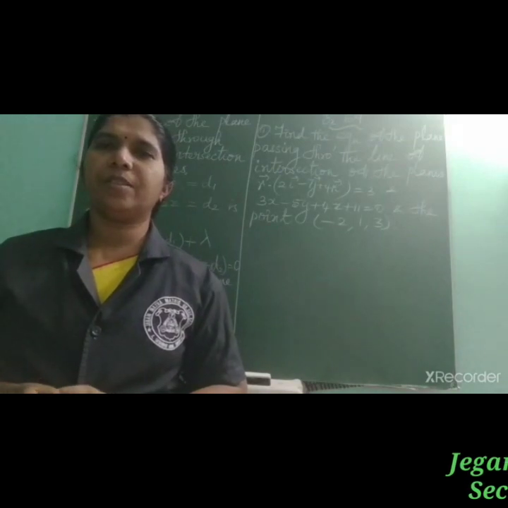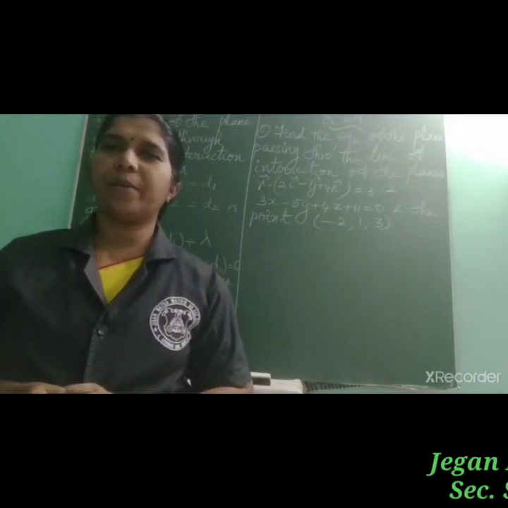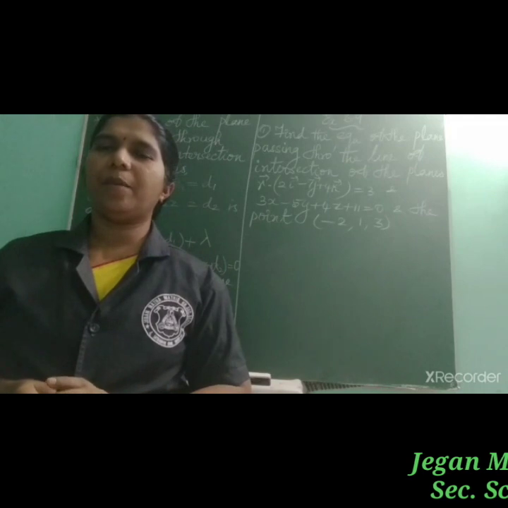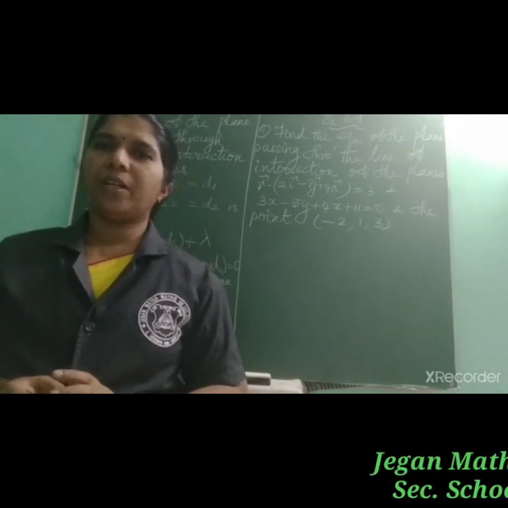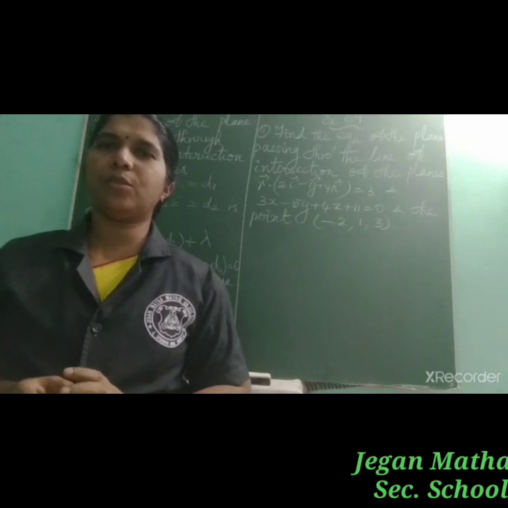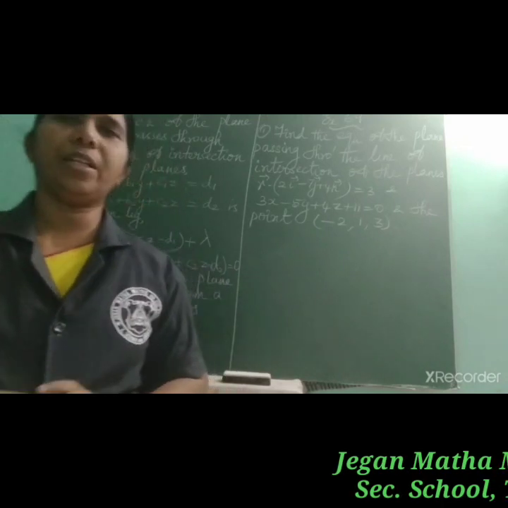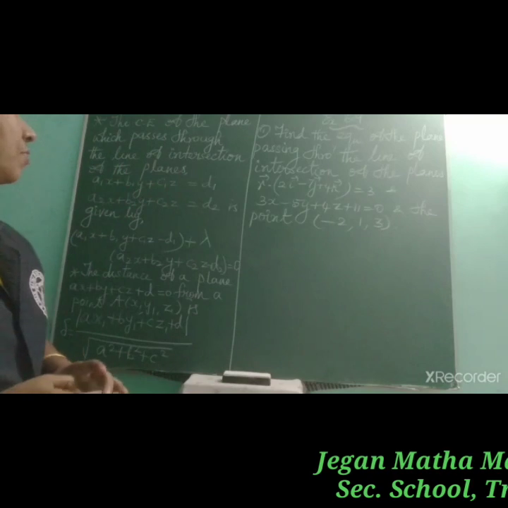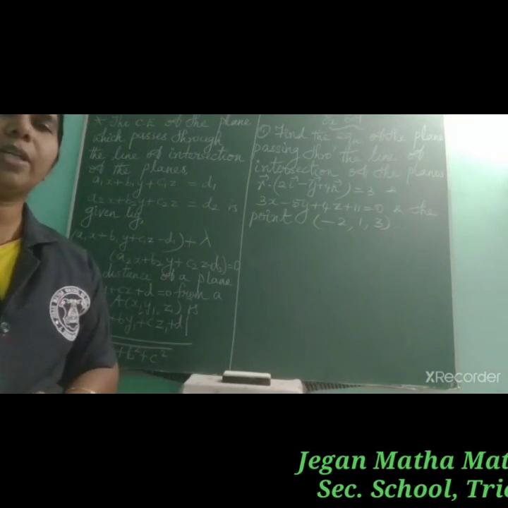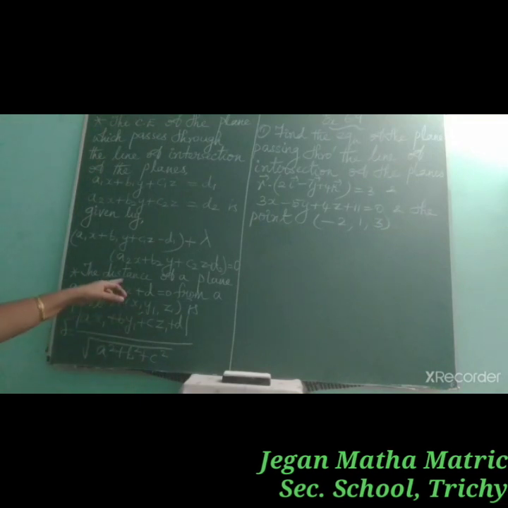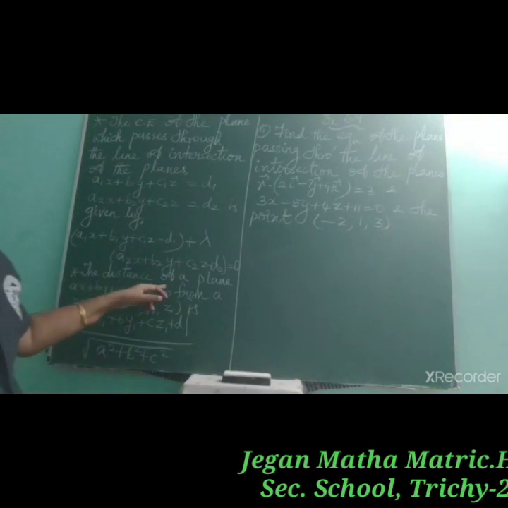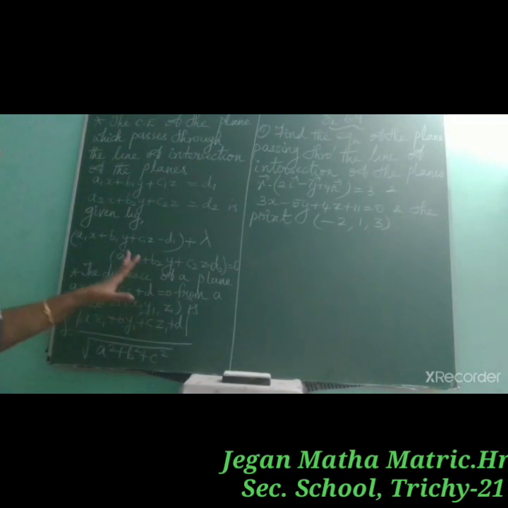Hi students, now I am going to take 12th standard maths 6th chapter, applications of vector algebra, last exercise. Today we are going to discuss the first two formulas. How to find the Cartesian equation of the plane passing through the line of intersection. Second one is how to find the distance of a plane from a point.